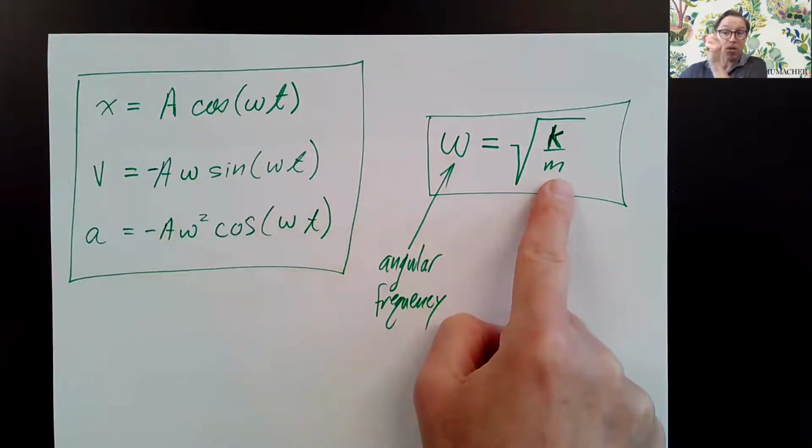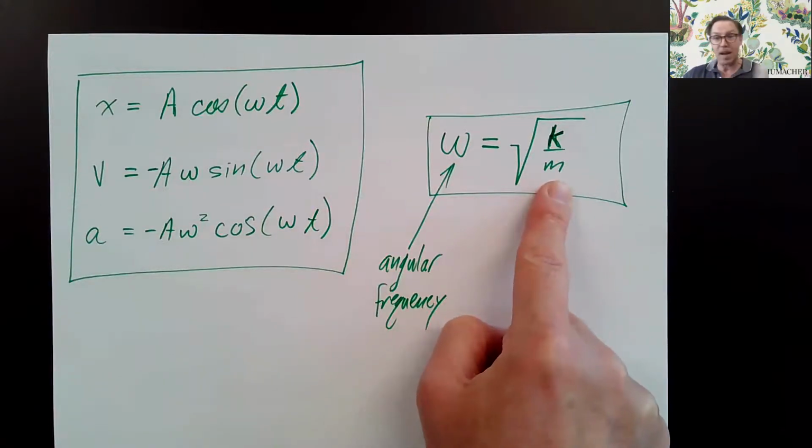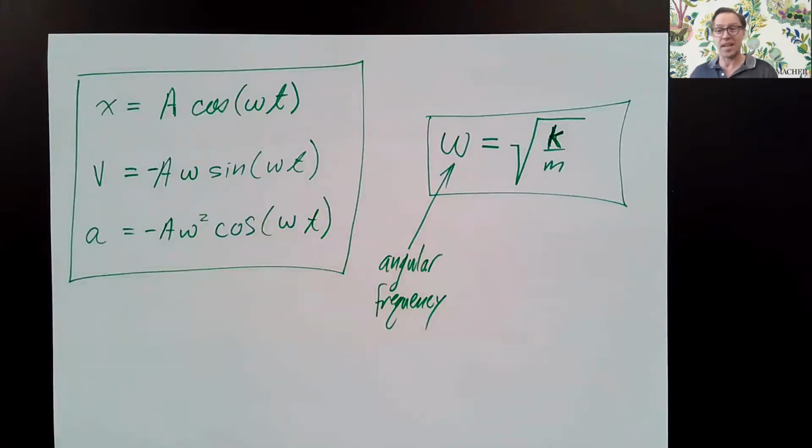Or putting a smaller mass on, like a little marble, it would be able to go back and forth a lot faster than a bowling ball. So think about your gut intuition. It makes sense for k to be in the numerator and m to be in the denominator.